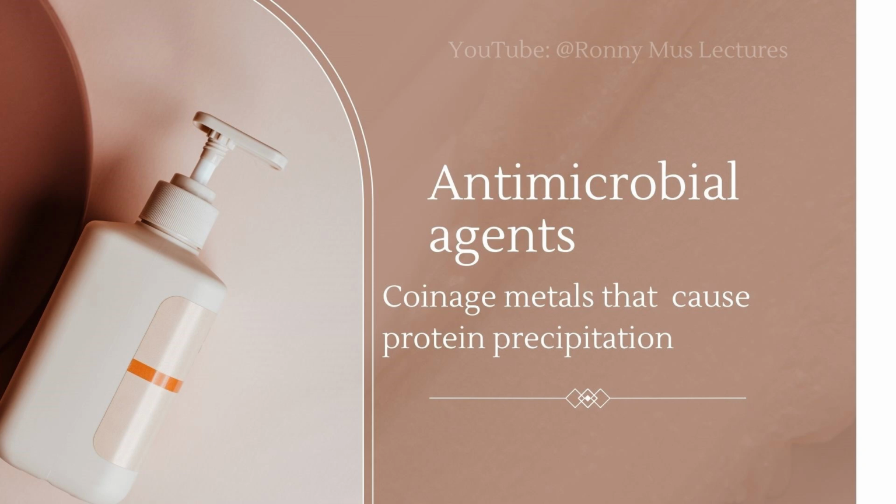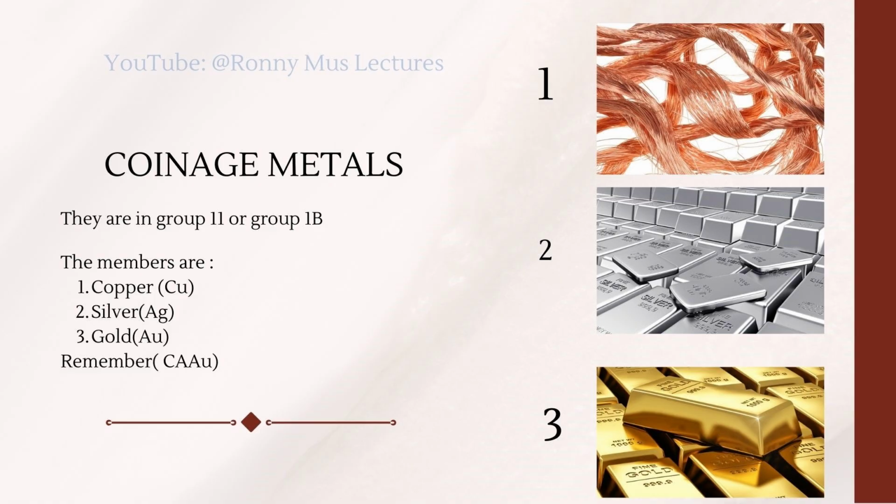We are looking at antimicrobial agents, that is, coinage metals and their compounds. Coinage metals are in group 11 or group 1B on the periodic table. The members include copper, the symbol is Cu, silver, the symbol is Ag, and gold, the symbol being Au. You can just say "CuAgAu", and that is meant to help you remember the members of coinage metals.